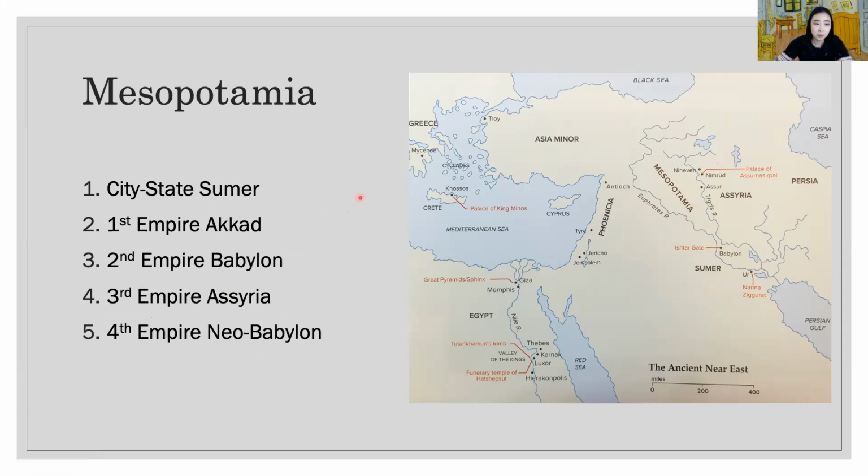These are the city-states and empires in Mesopotamia. Sumer built a city-state in Mesopotamia first, and then the next empire was by the Akkadians, and the second empire was Babylonian, and the third empire of Mesopotamia was built by the Assyrians. And the last empire of Mesopotamia was built by the Babylonians again. So let's see one by one.